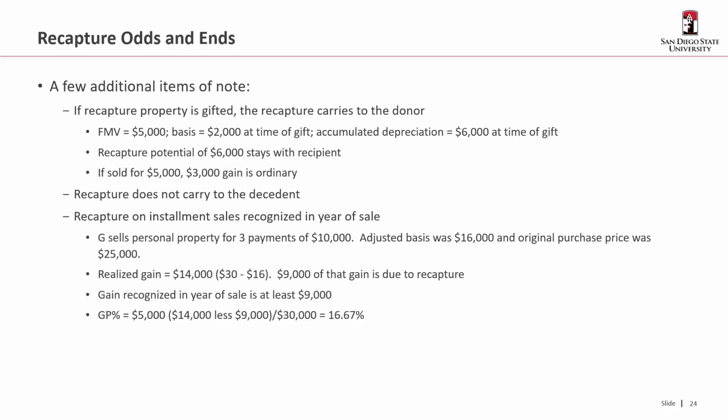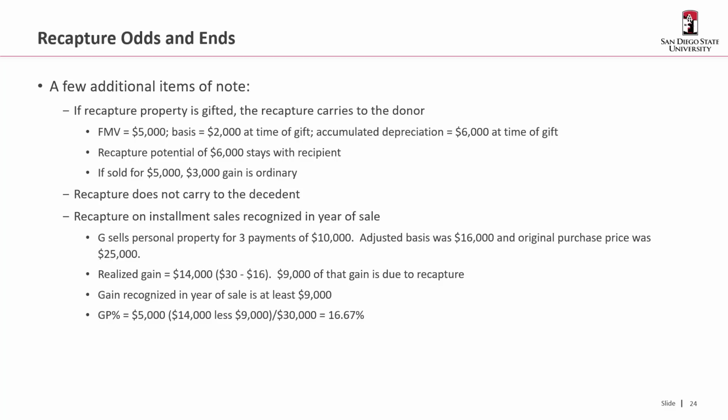So if property is gifted, the recapture carries over, I shouldn't say to the donor, carries over to the person who's the recipient. So the fair market value is $5,000, basis $2,000 at the time of the gift. Accumulated depreciation is $6,000 at the time of the gift. So what you would say is, look, there's recapture potential here of $6,000, right? Now it's not going to be all $6,000 because the gain amount's lower. So if it were sold for $5,000 by the recipient, they would have to treat $3,000 of that gain as ordinary because the recapture carries over to them.